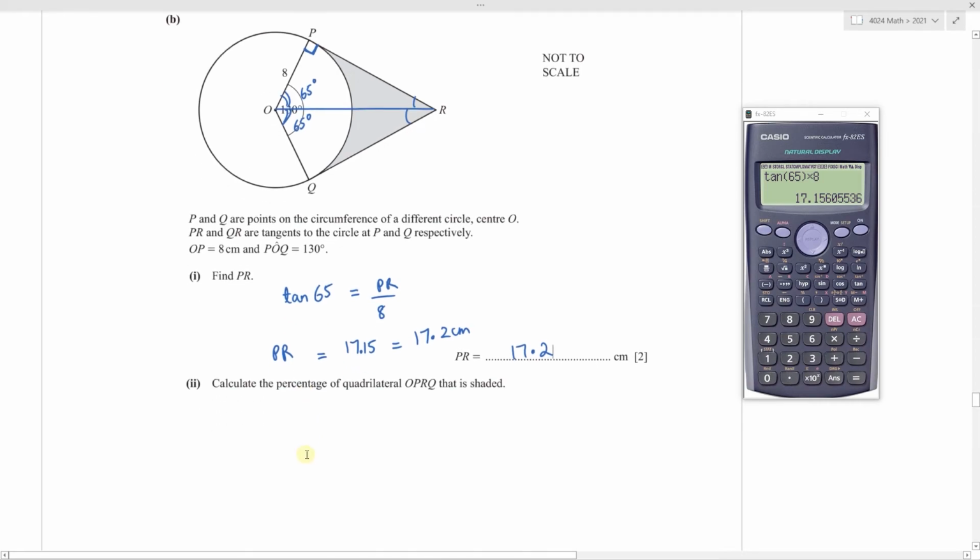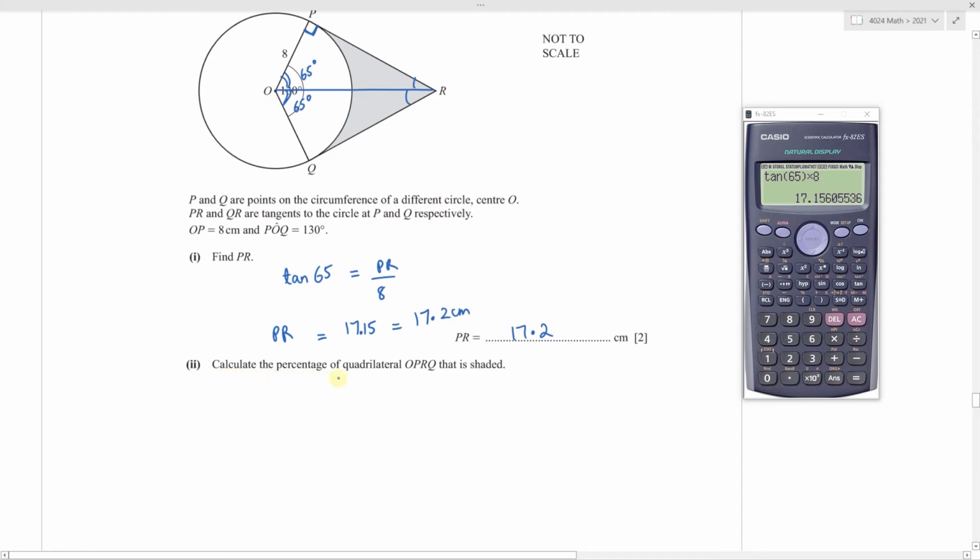Part 2 is you have to calculate the percentage of quadrilateral OPRQ that is shaded. So you have to find the percentage of this quadrilateral. So let me draw this in red. So this is the quadrilateral OPRQ. We have to find what percent of this red quadrilateral is shaded.